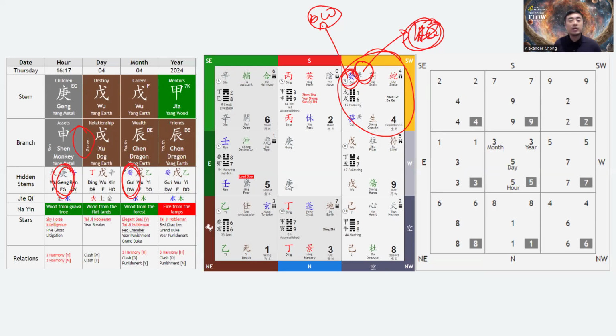Gui water is who? Gui water is rat. Rat is what kind of animal sign? Rat is the cardinal. Cardinal means you're at the peak of the energies. Of course, whatever you think is also the maximum of everything. You always think to the limit. So then when you look into that, you want to stop this person, then you will fall into a problem.